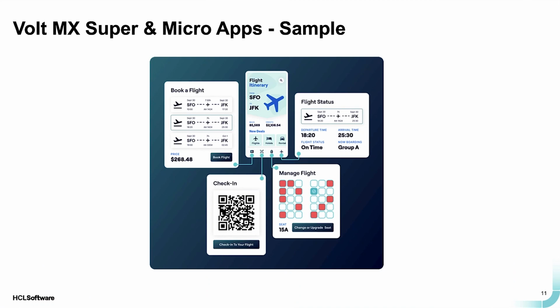Say you have an airline app that has multiple features or modules, so to speak. You have booking a flight, and you have the ability to check a flight itinerary. You have manage flight, where you can choose your seats and so on, and you have check-in, where you have your boarding pass and stuff like that. Now, each of these is a component within the same app as far as the end user is concerned. But from the application development perspective, these all could be built as individual micro apps.